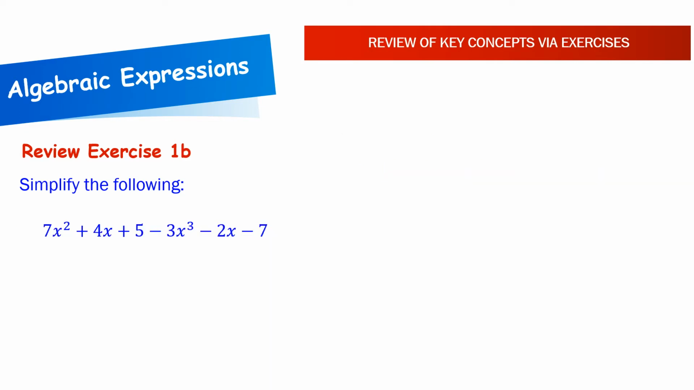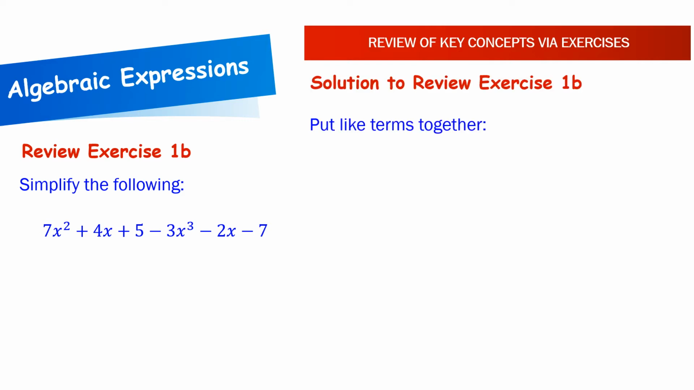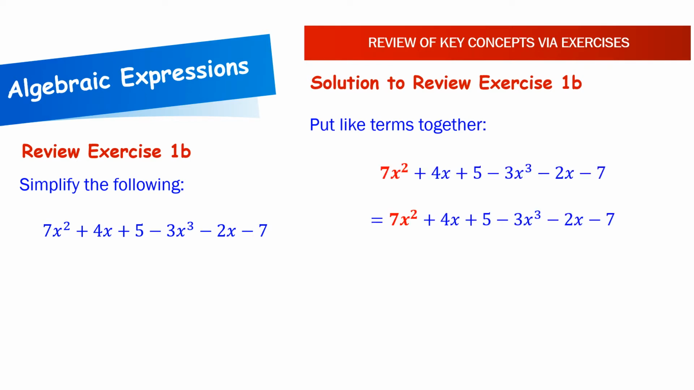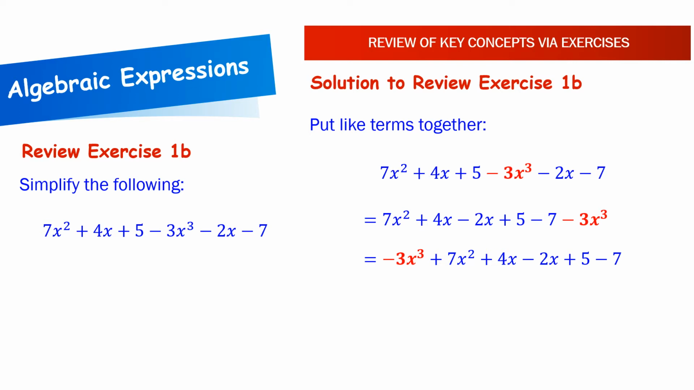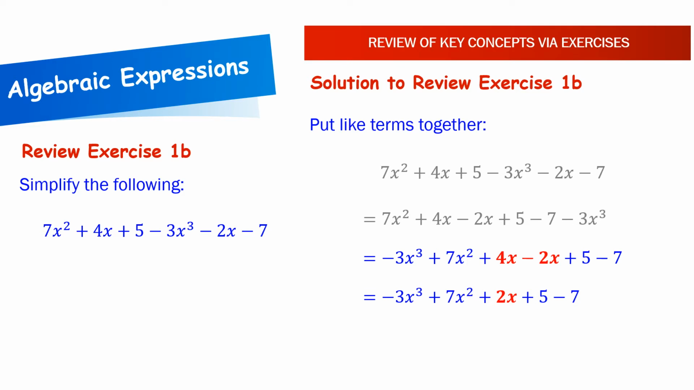Now let's have a go at review exercise 1b. Simplify the expression on your screen. Again, put the like terms together, the x squared terms, the x terms, the constant terms, and the x cubed term. It is conventional to position the highest power first and then go down in order of size. So 4x minus 2x is 2x, and the constant term simplifies to minus 2.